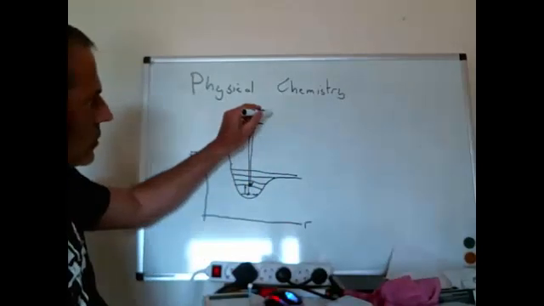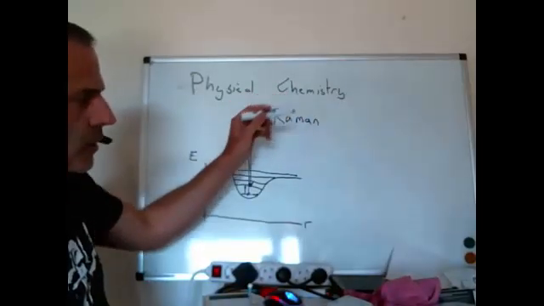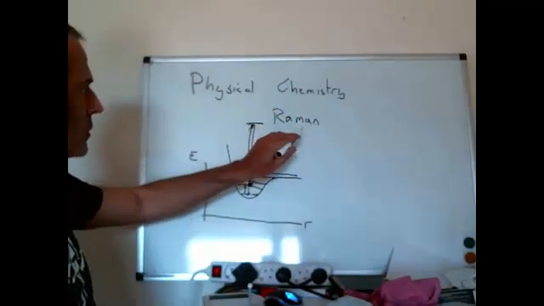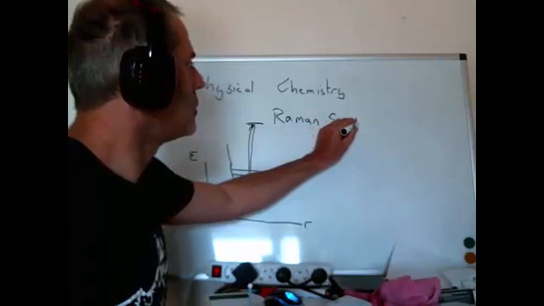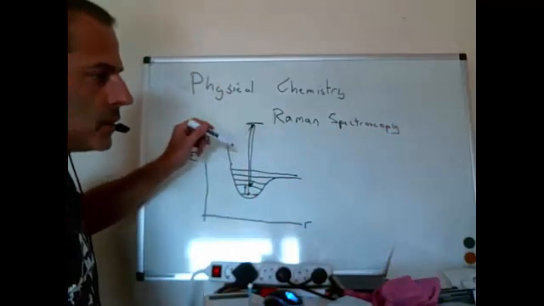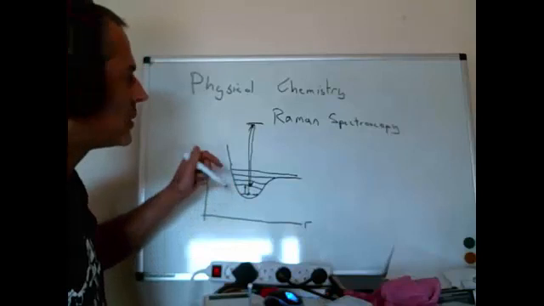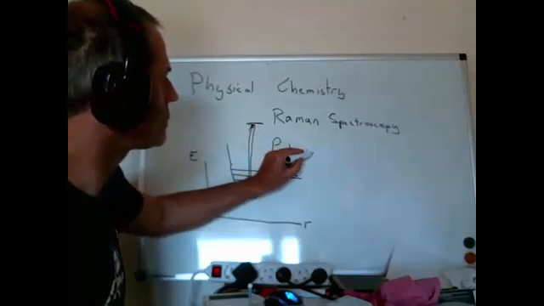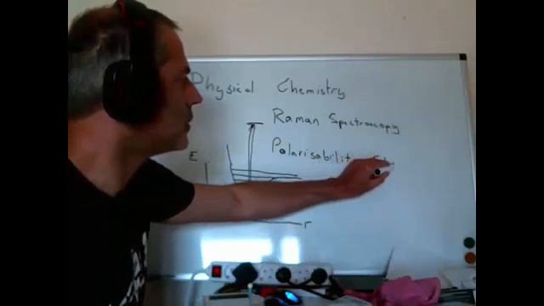This type of spectroscopy is called Raman or Raman spectroscopy. Apologies to Indian people, it's an Indian name and I can't pronounce it. So Raman spectroscopy, and the selection rule for this is not that the dipole moment has to change, it's that the polarizability changes.